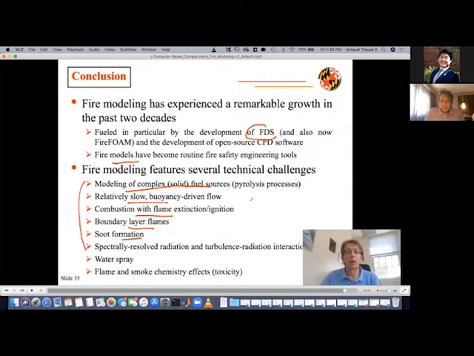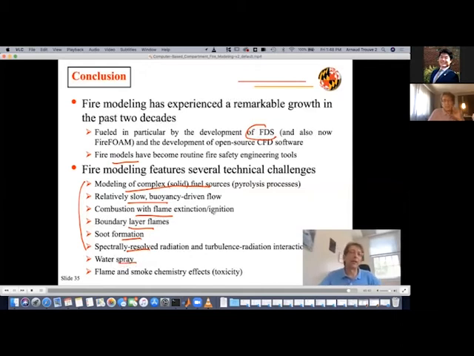There are huge problems associated with correctly describing soot formation in fire models, and soot is important for accurate radiation calculation. Also for radiation, one of the areas of development that is currently happening is the development of radiation models with spectrally resolved properties, with properties that depend on the wavelength of the electromagnetic wave energy.